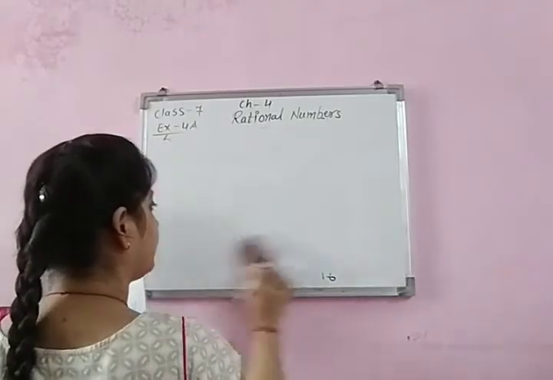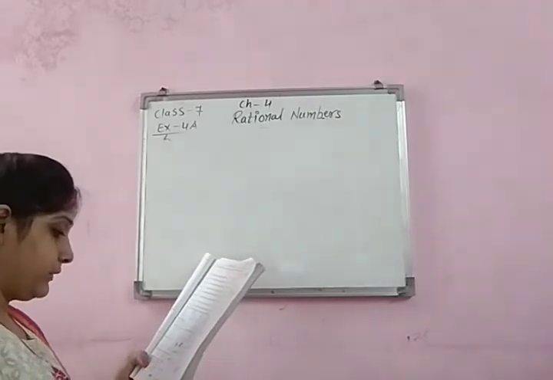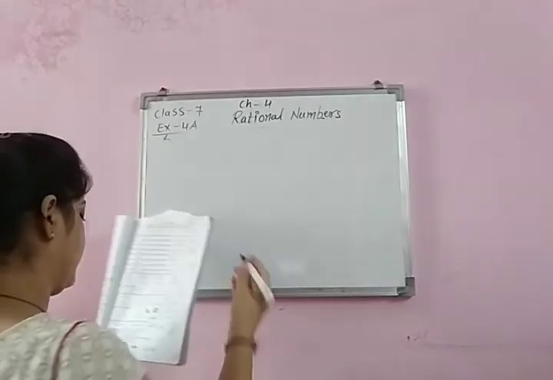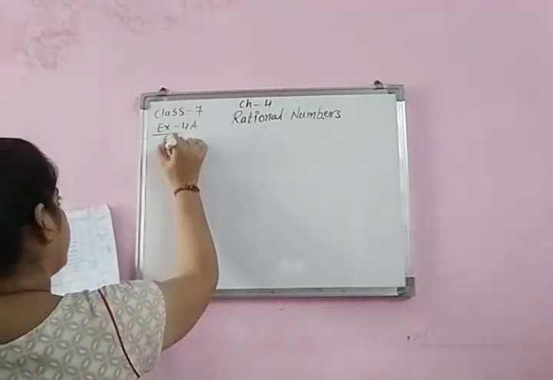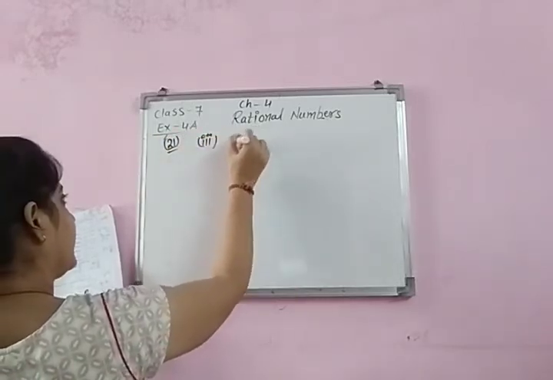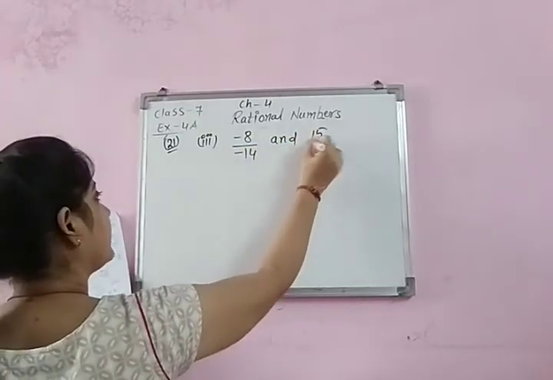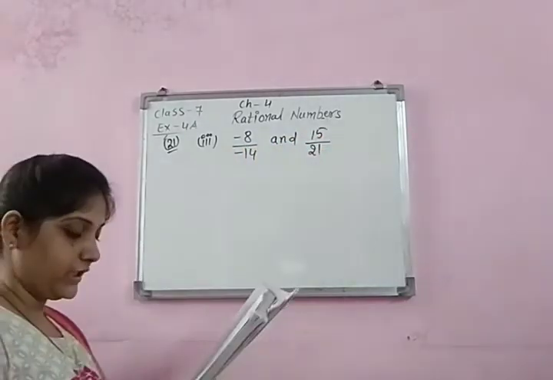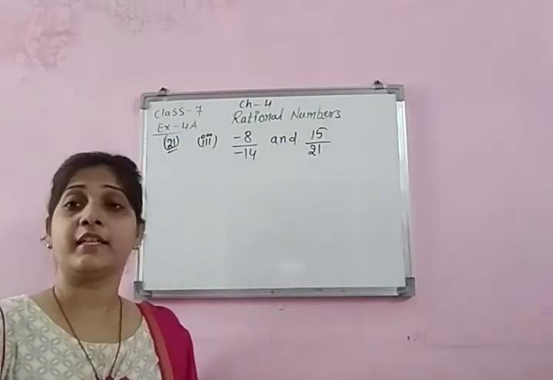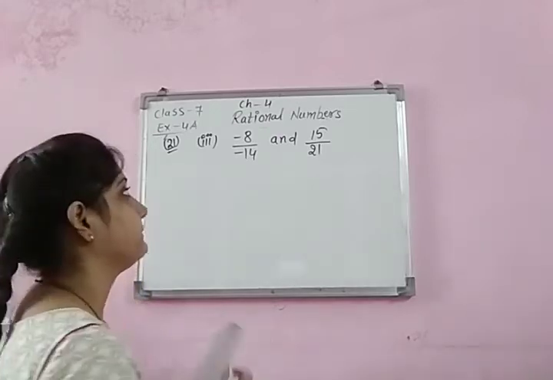Now I am sharing one question, question number 21 also, so that it is clear to you. But children, it is similar. Question number 21, third part: negative 8 by negative 14 and 15 by 21. We have to check which of the following rational numbers are equal or not. You have to check whether these are equal or not.